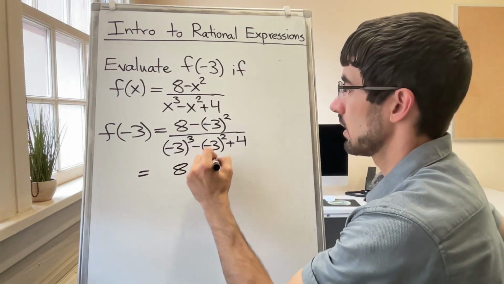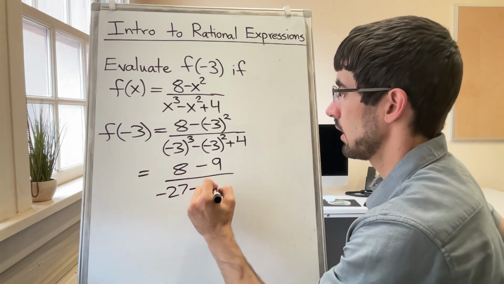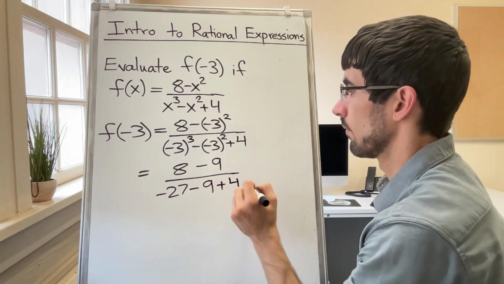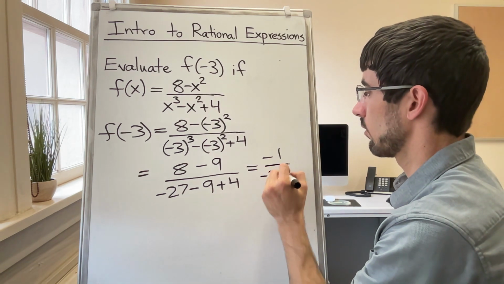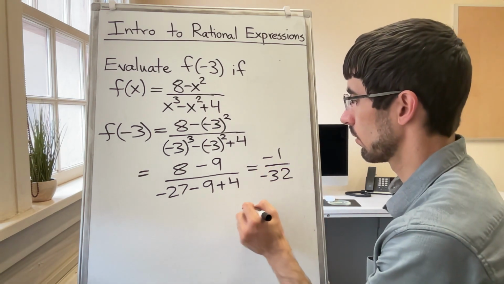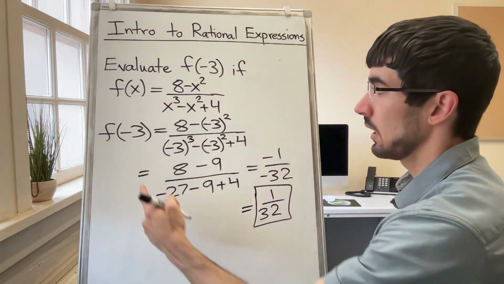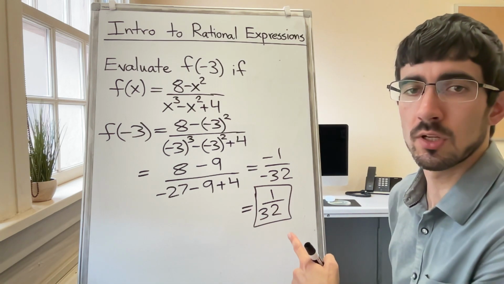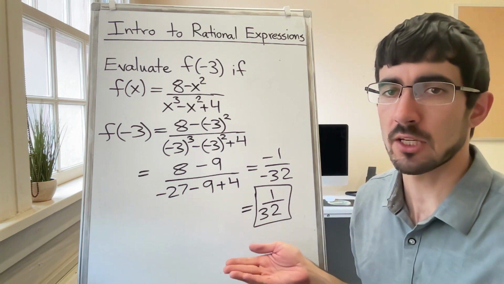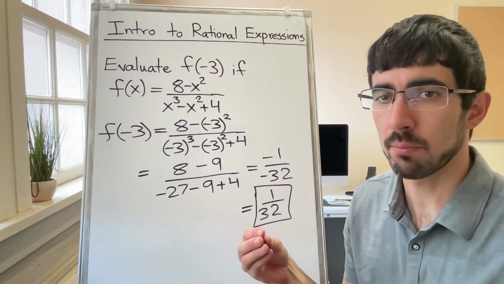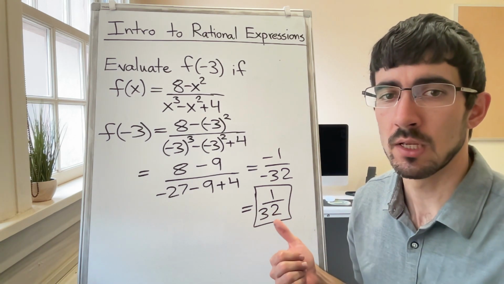This equals 8 minus 9 over negative 27 minus 9 plus 4. This is equal to negative 1 over negative 32, or positive 1 over 32. So when the input is negative 3, the output is 1 over 32. We evaluated this rational function just like any other function by plugging in our input value, simplifying, and expressing the output value in simplest form.